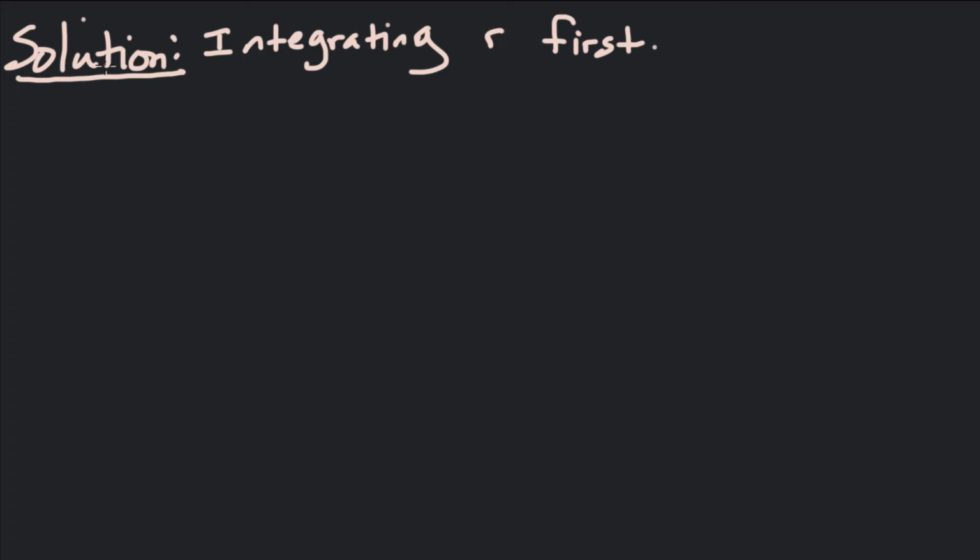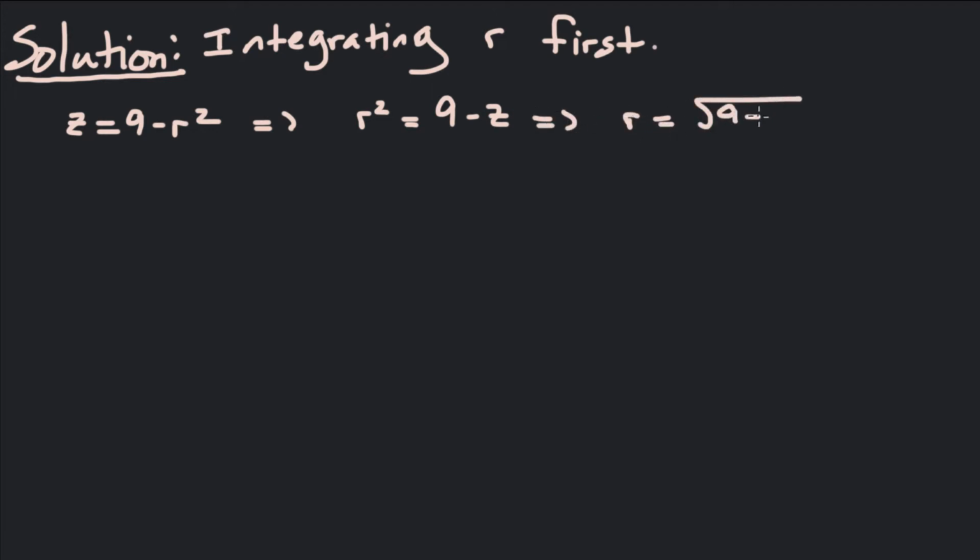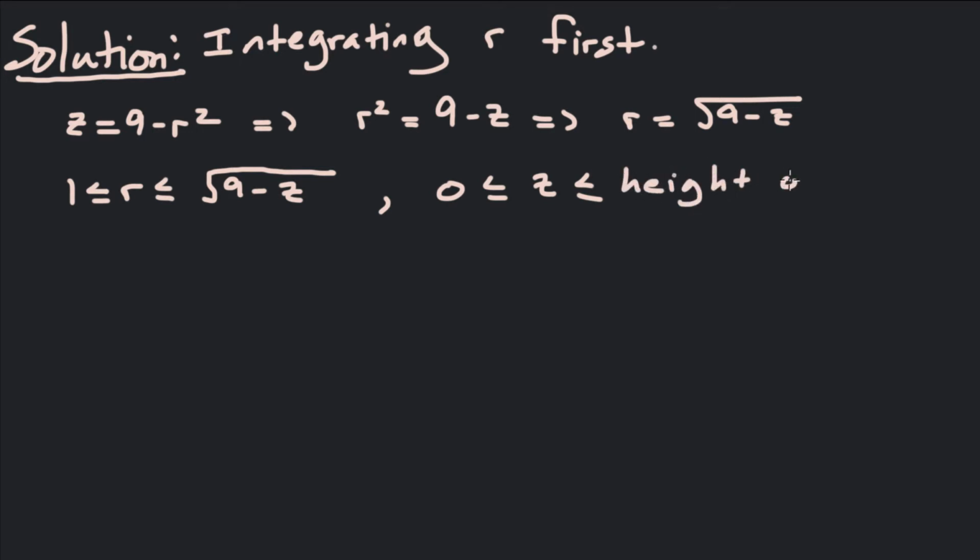So if r is being integrated first, our paraboloid was z equals 9 minus r squared, then r squared would be equal to 9 minus z, which would tell us that r would be the square root of 9 minus z. So that would be our upper bound, or our outer bound, we could say, for r. So r would go from 1 to the paraboloid, square root of 9 minus z. Now z goes from 0 to wherever they intersect. So height of intersection.